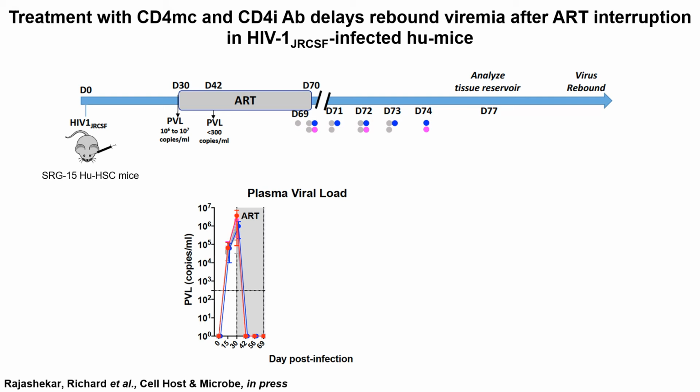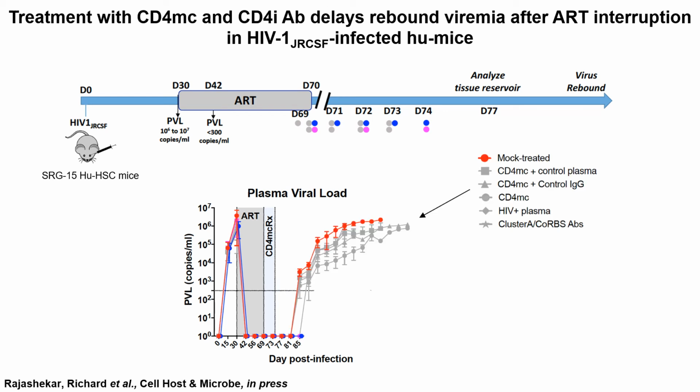To study HIV-1 reservoir after HAART interruption, we infected SRG15 humanized mice generated with hematopoietic stem cell. Mice with established infection received daily HAART regimen to suppress HIV-1 viremia for at least 1 month. After HAART interruption, mice were treated with CD4 mimetic and/or human plasma or human IgG. As you can see here, all mice in the control cohort receiving CD4 mimetic or control antibody or plasma alone or in combination show no significant difference in time to viral rebound compared to the mock-treated mice.